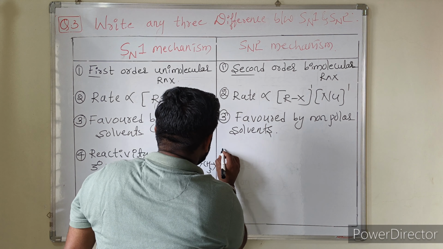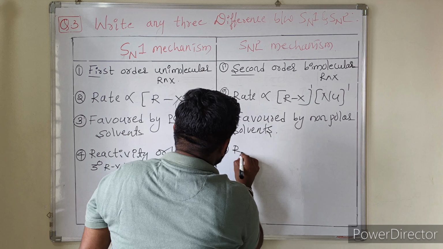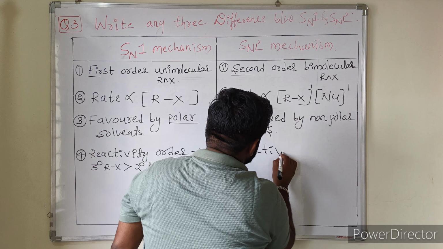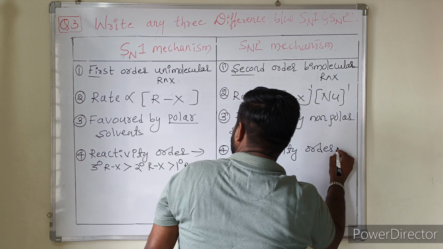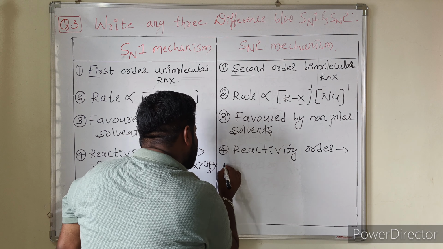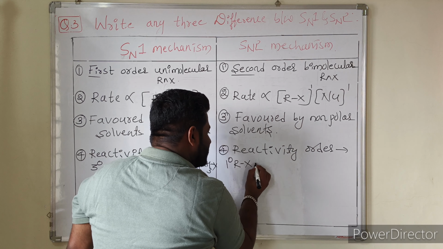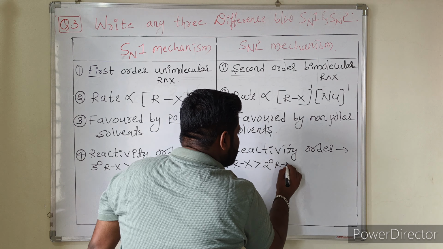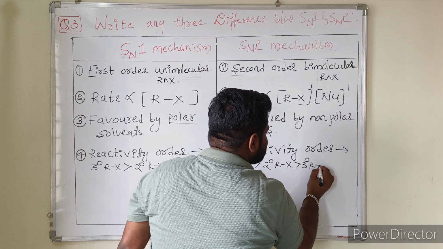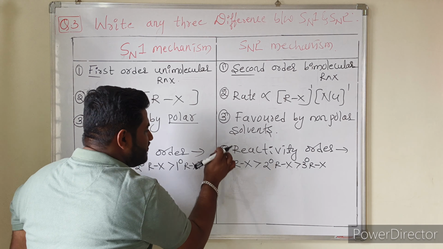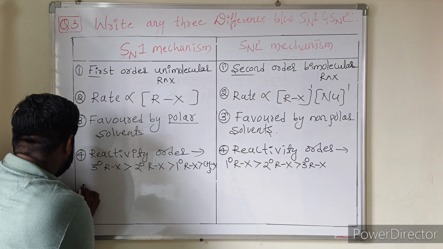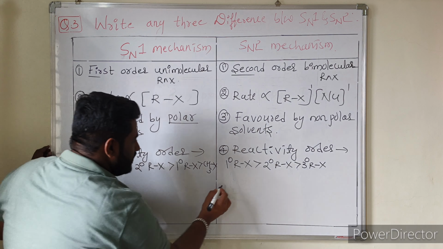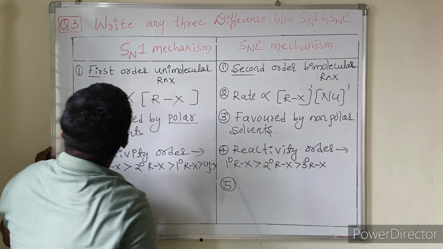Now come to this case: the reactivity order here is reverse, because here backside attack is there, no? So here the reactivity order is primary RX greater than secondary RX greater than tertiary RX. First of all, methyl will come. This is regarding order of reactivity. So the order of reactivity is over.